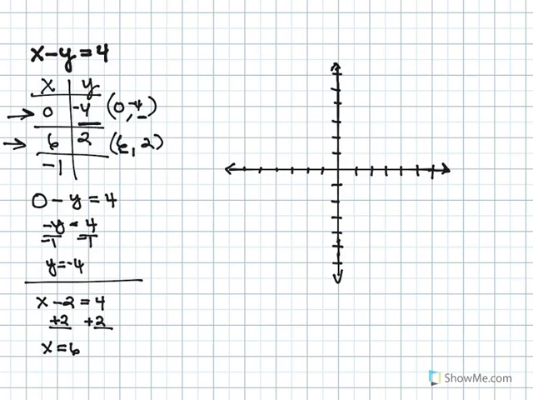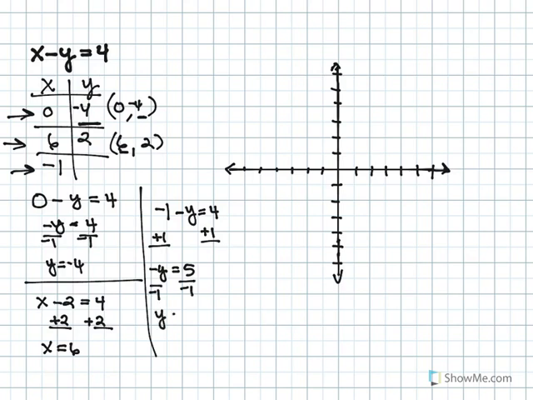All right, and then my third point here, they're giving me that x is -1. So I substitute that into my problem, and I'm going to solve for y. So +1 +1, -y equals 5. Divide both sides by -1. y equals -5. So I have -1, comma, -5.